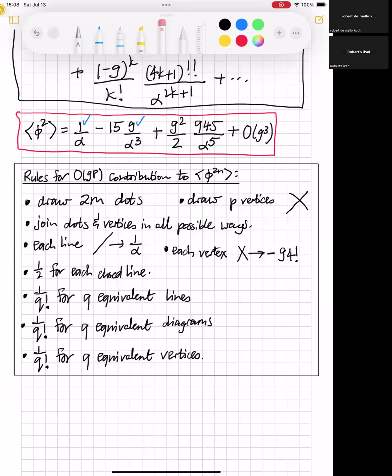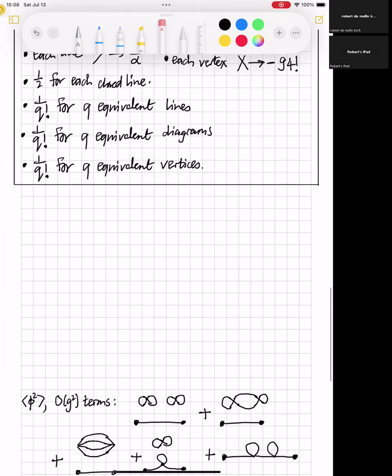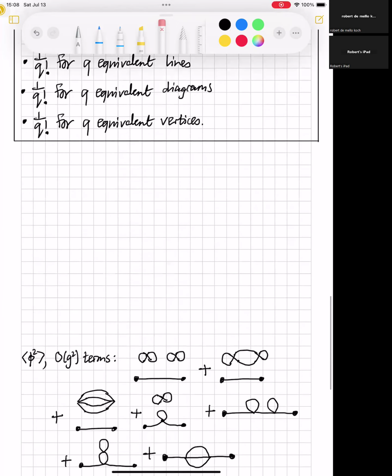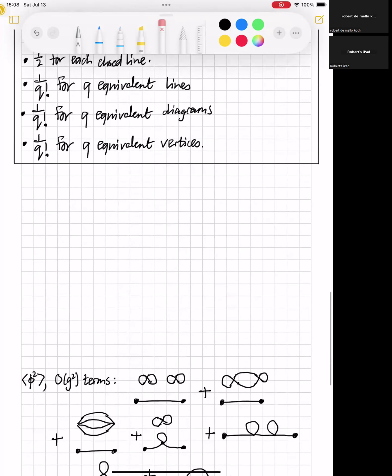Okay, so we've computed the leading order and the order G term of the two-point function. Now let's evaluate the diagrams that contribute at second order in the coupling. So here they are. There's 1, 2, 3, 4, 5, 6, 7 of them. Let me pick up the first diagram. Okay, good. So let's pick up this diagram and we will evaluate what it is.